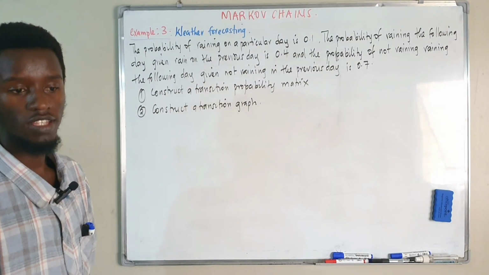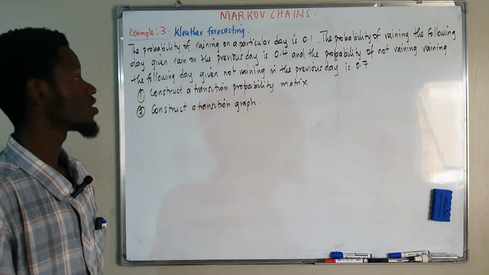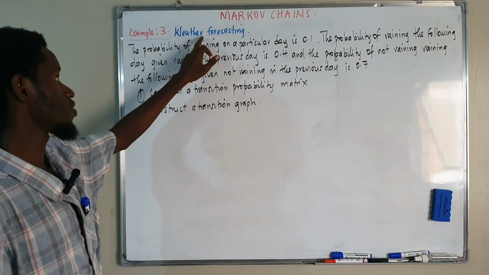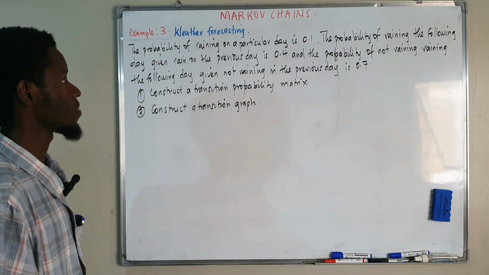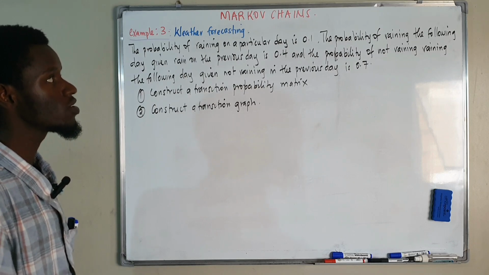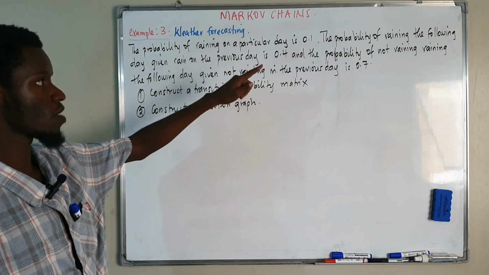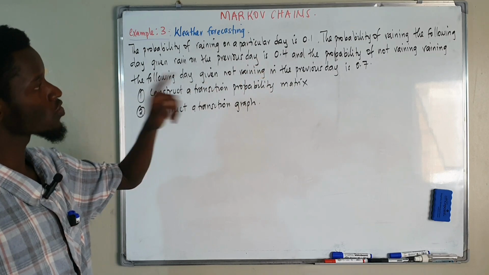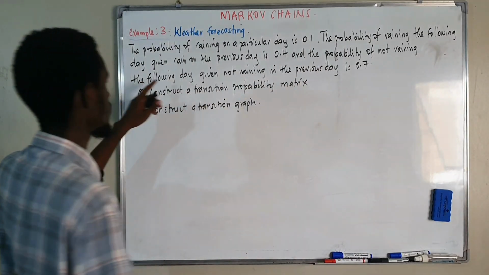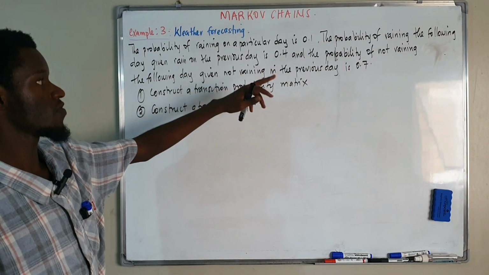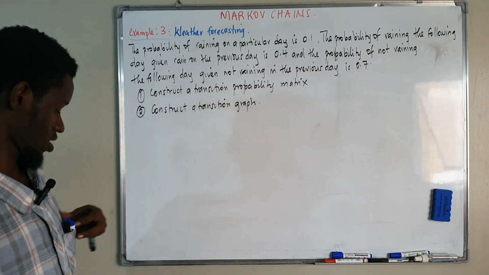As we agreed, last time we stopped on example 2, so today let us complete the examples I had for you. Our third example is about weather forecasting. The probability of raining on a particular day is 0.1. The probability of raining the following day, given rain on the previous day, is 0.4, and the probability of non-raining the following day, given non-raining the previous day, is 0.7. Then construct a transition probability matrix, and then construct a transition diagram.